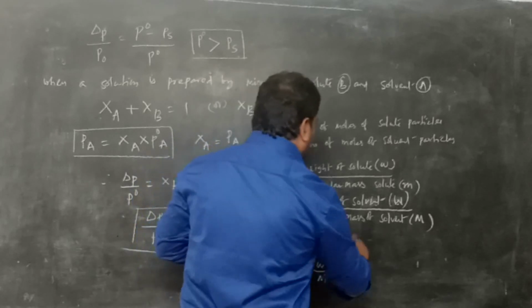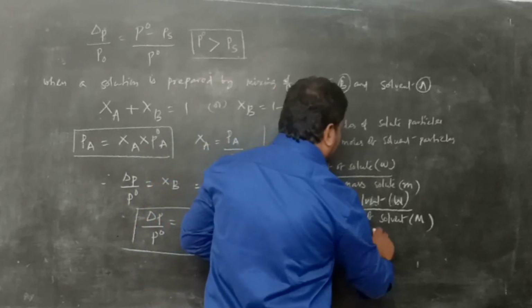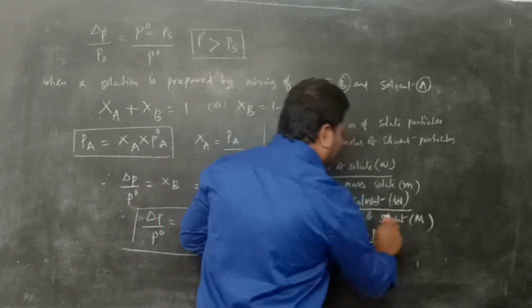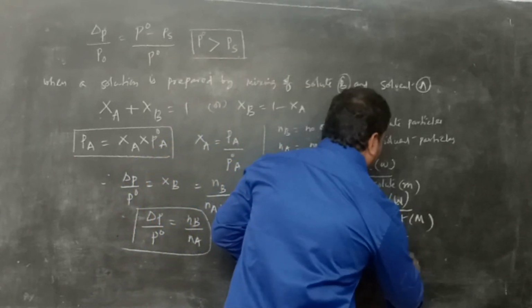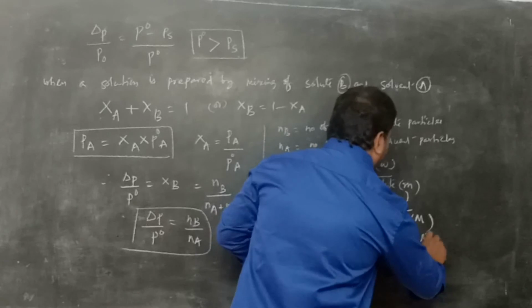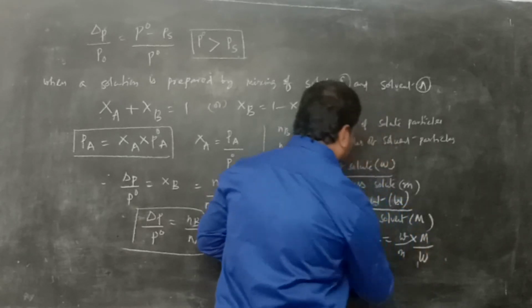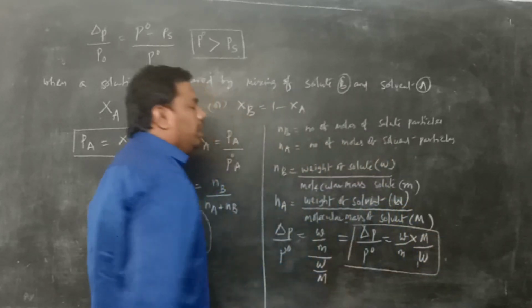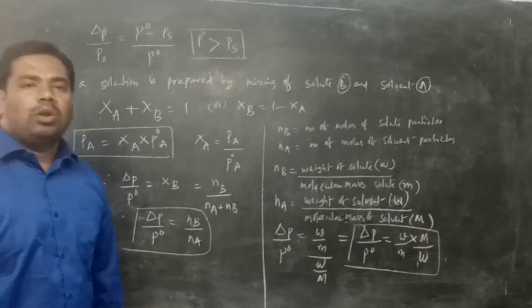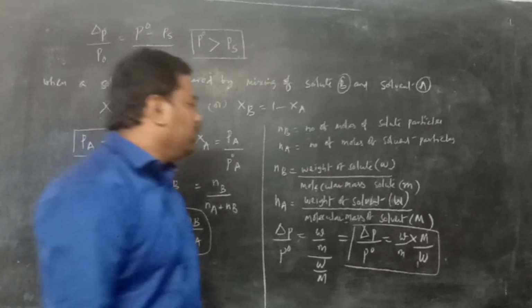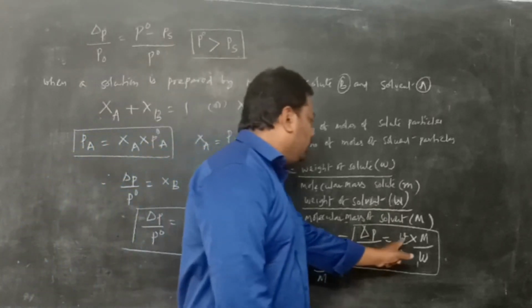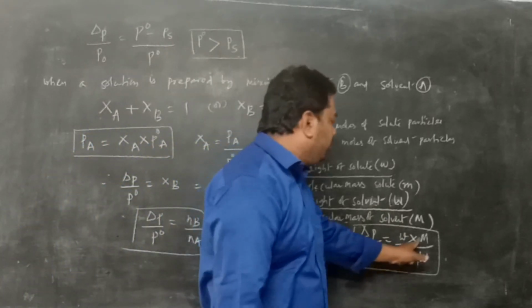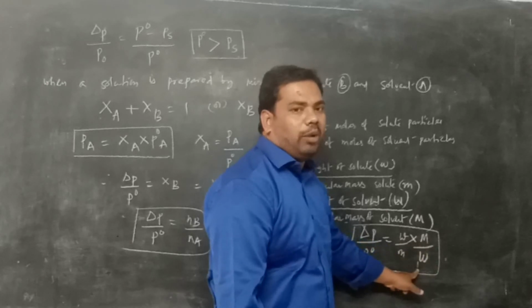Okay, clear, student? After simplification, delta P by P naught is equal to small w by small m into capital M by capital W. So that is the formula for relative lowering in vapor pressure, that is delta P by P naught is equal to small w by small m into capital M by capital W.